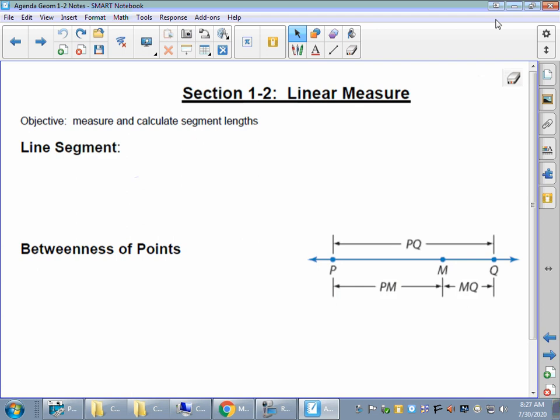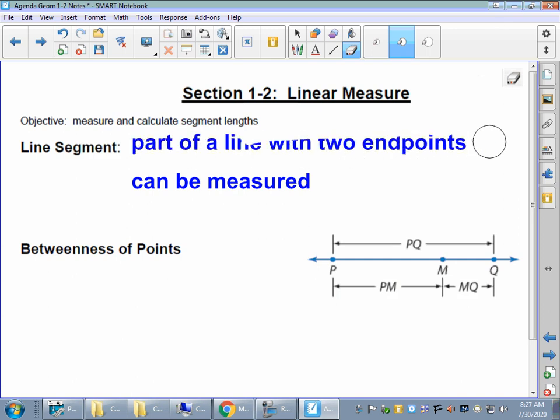So a line segment, remember in section 1-1 I said a line has an arrow on both sides. That's really important. If it doesn't have an arrow, it's something else. So we have to talk about line segments because since a line goes off in both directions forever, you cannot measure it. There is no end on either side. So a line segment can be measured because it's a part of a line with two endpoints.